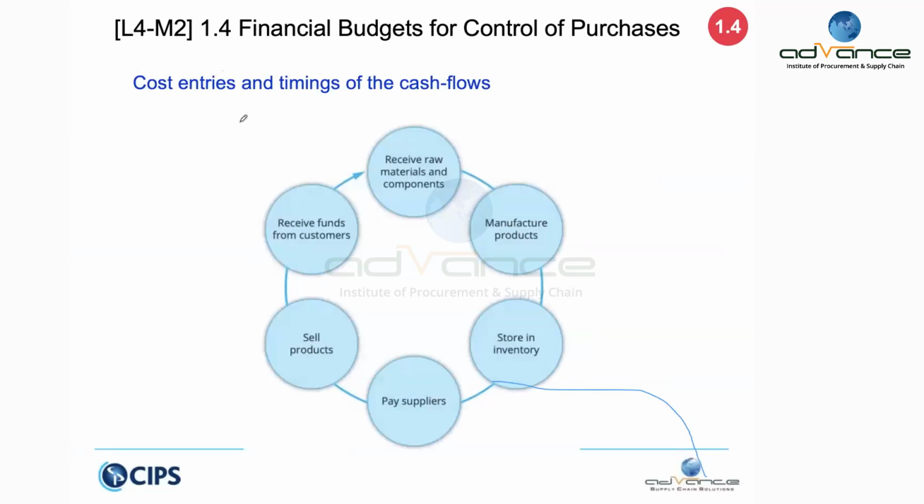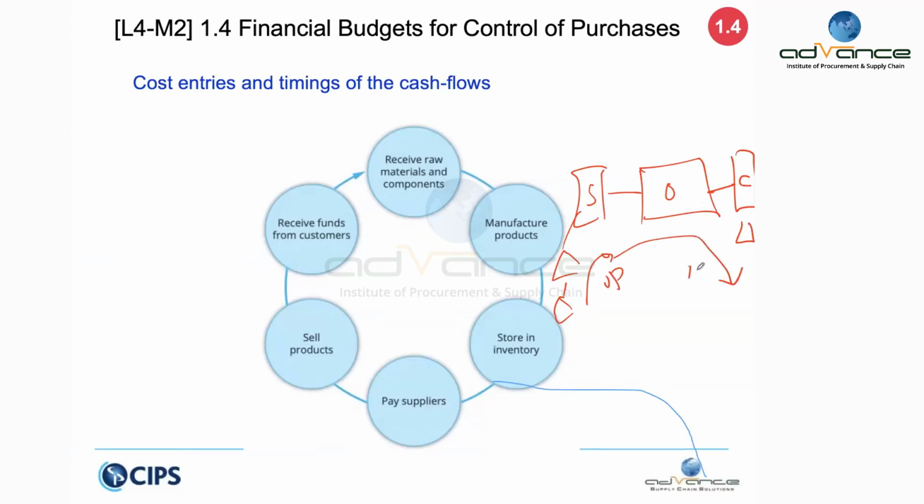Now, how do we do budgeting? Whenever we talk about budgeting, we need to understand what the cost elements are, and when do they occur. So your organization is something like this: supplier, organization, customer. Of course, you are in the supply chain, so you have upstream activity and then you have downstream activity. Let's focus on this one, because this is the immediate part of your supply chain.